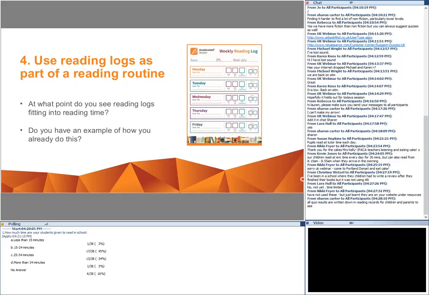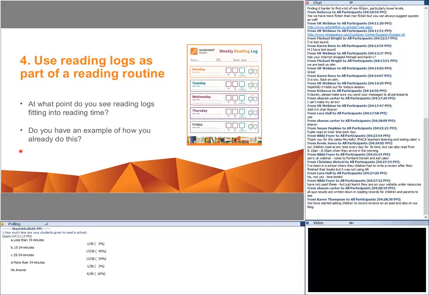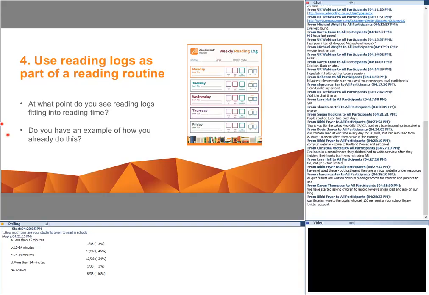And Sharon's raised a really good point that having it down on paper means that you can share it with parents to get parents involved, which is such an important part of the program, making sure you've got parents engaged. And we're doing another webinar nearer to Christmas, I know that's a while away, which is specifically around helping parents get involved.